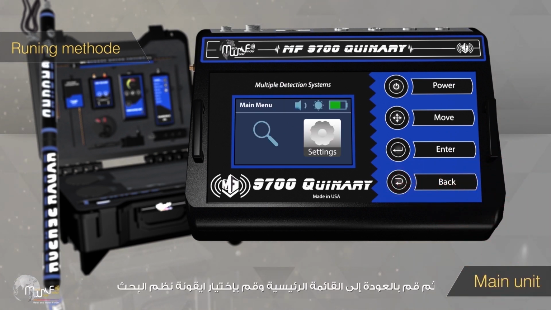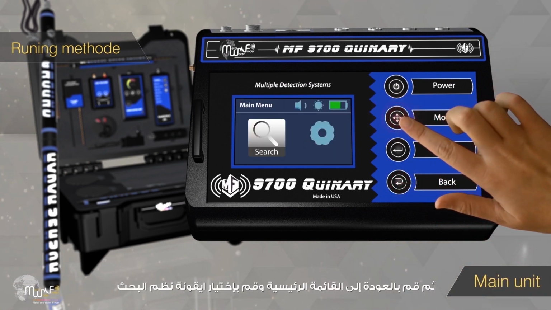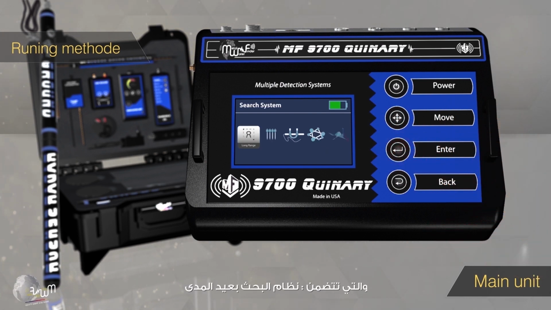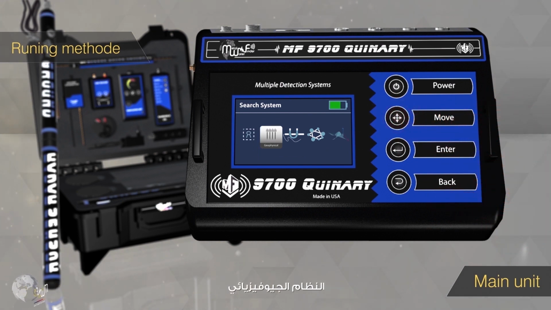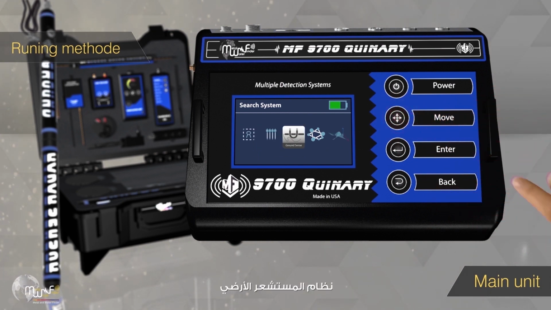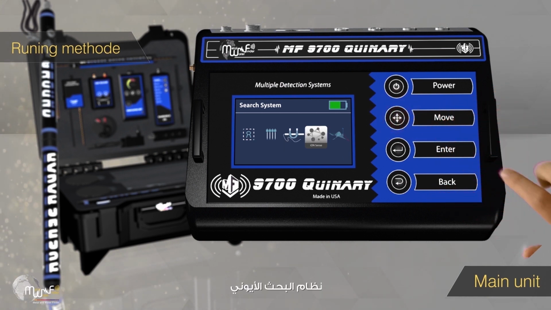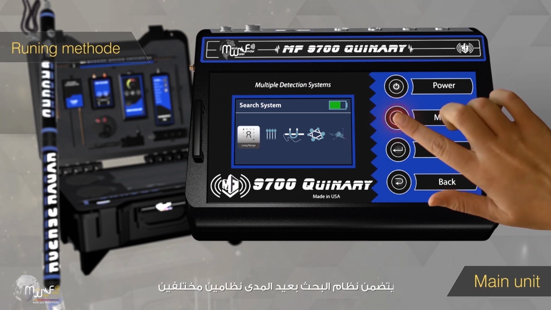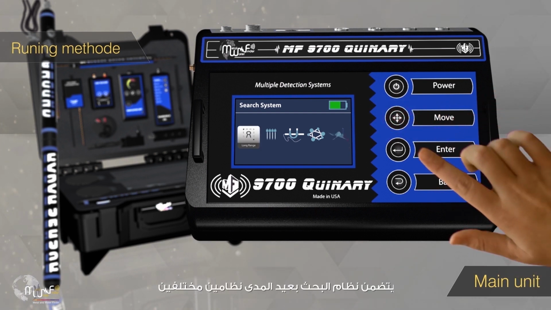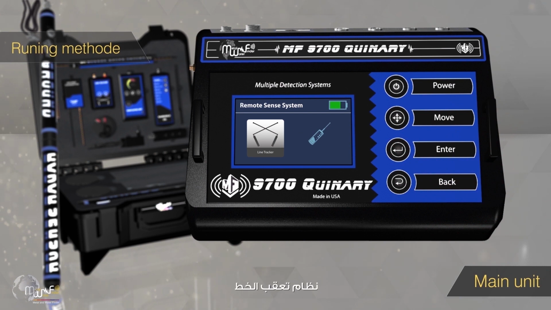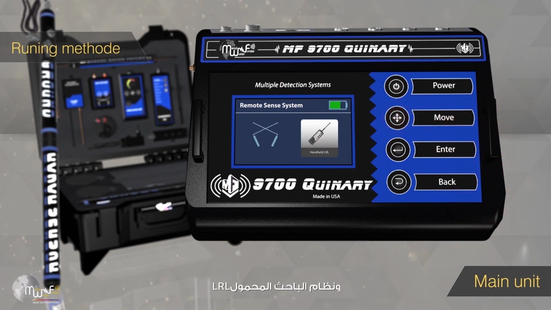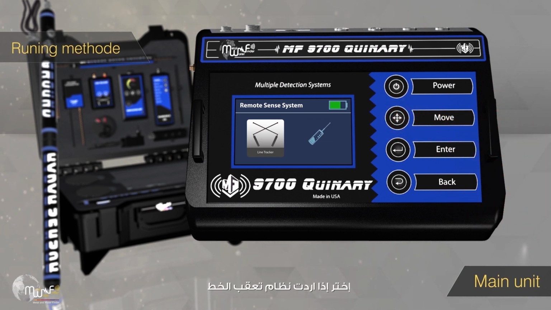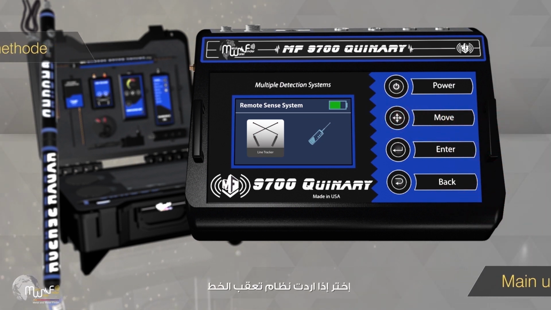Then go back to the main menu and select the search system icon, which includes long-range search system, geophysical search system, ground sensor search system, ionic search system, ground scan system. The long-range search system includes 2 different systems, the line tracker system and the handheld LRL system. Choose firstly the line tracker system. Let's get to know it.